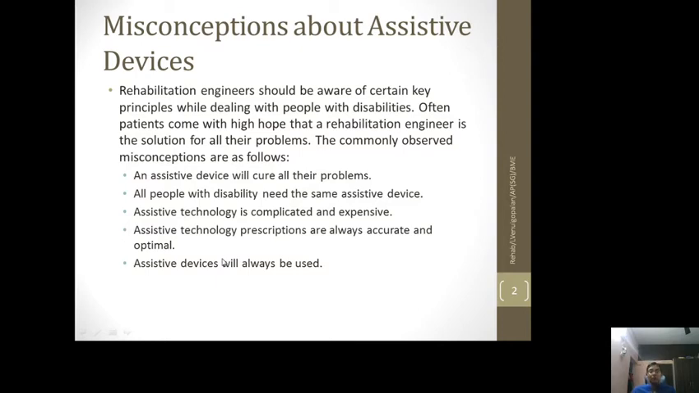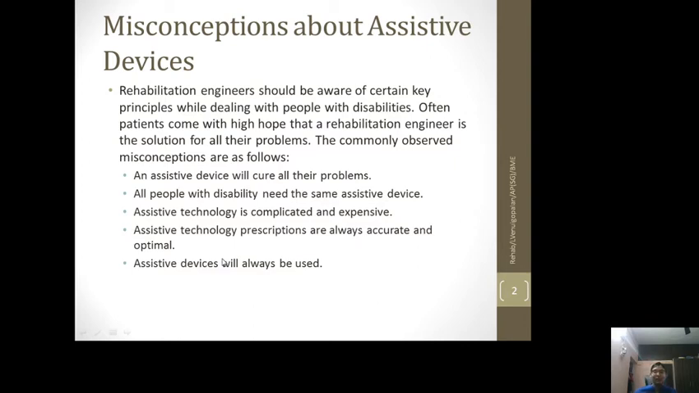Then, the misconception that all people with disability need the same assistive device. That is not true. No two disabilities are the same, so how can everything be cured by the same assistive device? So that is not true. You have to assess the disability and prescribe a device accordingly.